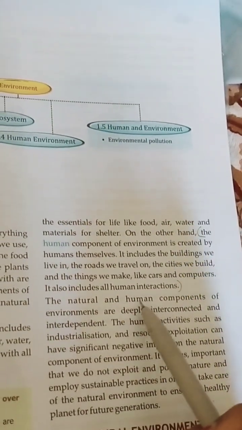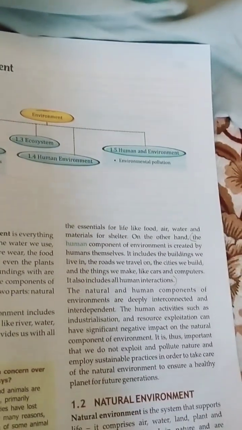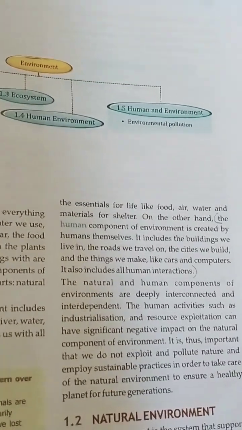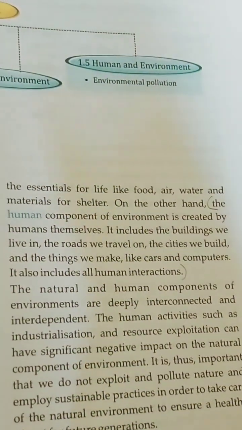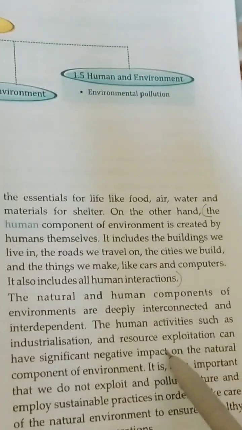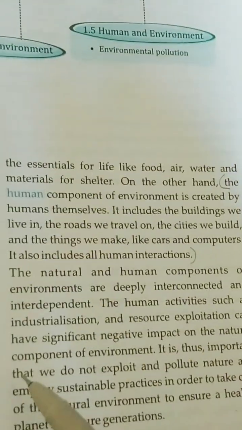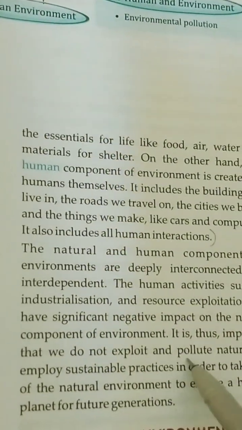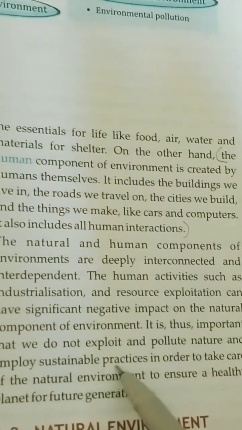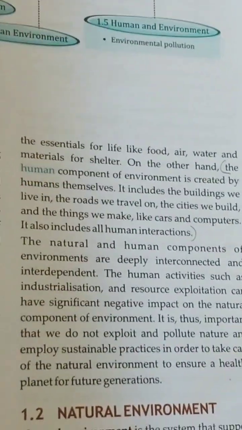The natural and human components of environment are deeply interconnected and interdependent. Human activities such as industrialization and resource exploitation can have a significant negative impact on the natural component of environment. It is thus important that we do not exploit or pollute nature, and employ sustainable practices in order to take care of the natural environment and ensure a healthy planet for future generations.